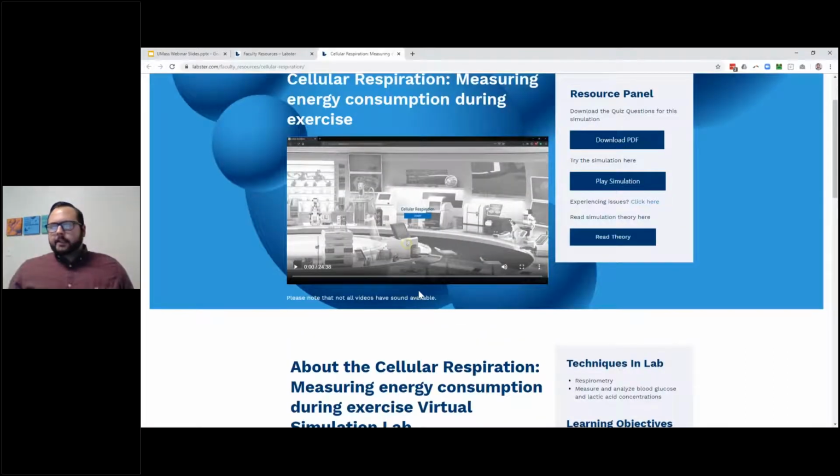When it comes to actually playing through the simulation, there's a couple ways that you as an evaluator are going to be able to do this. The first is playing through just like the students would. So this is controlling everything, changing your own variables, making your own mistakes, answering your questions. This is really how you get that full idea of what Labster is.